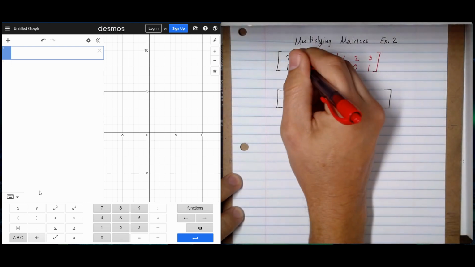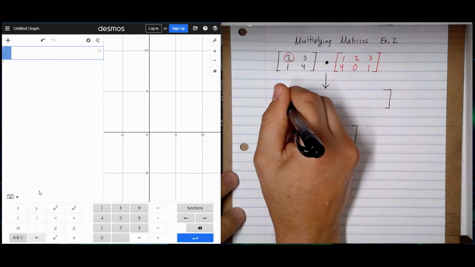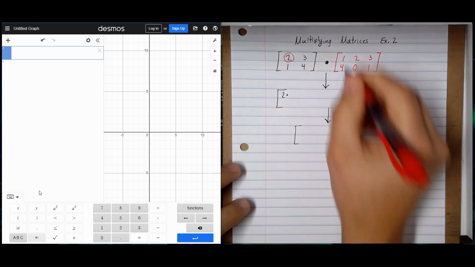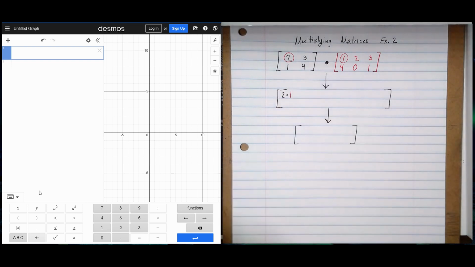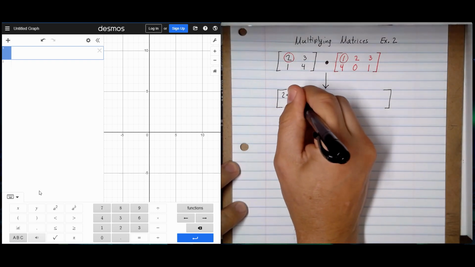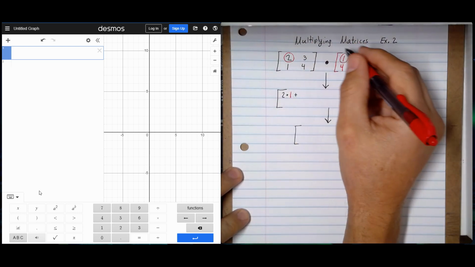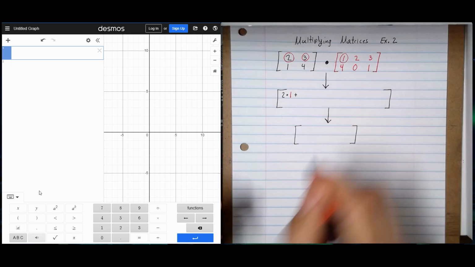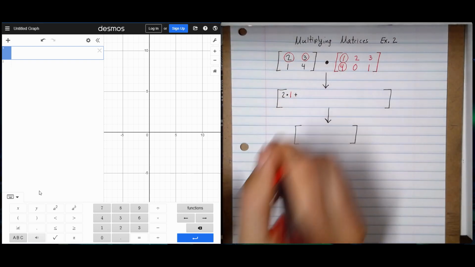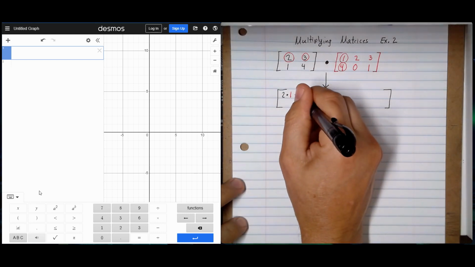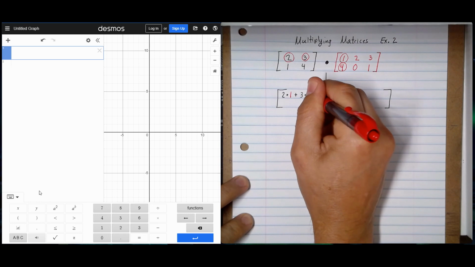So first of all, I'm going to take my value of 2. I'm going to write that right here. 2 times this value of 1. And then I'm going to add that to 3 times this value of 4. So 3 times my red value, 4.